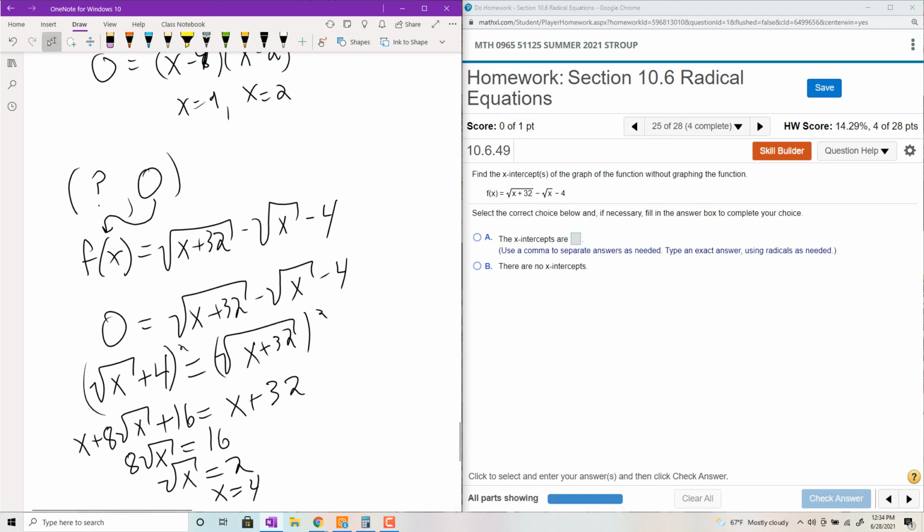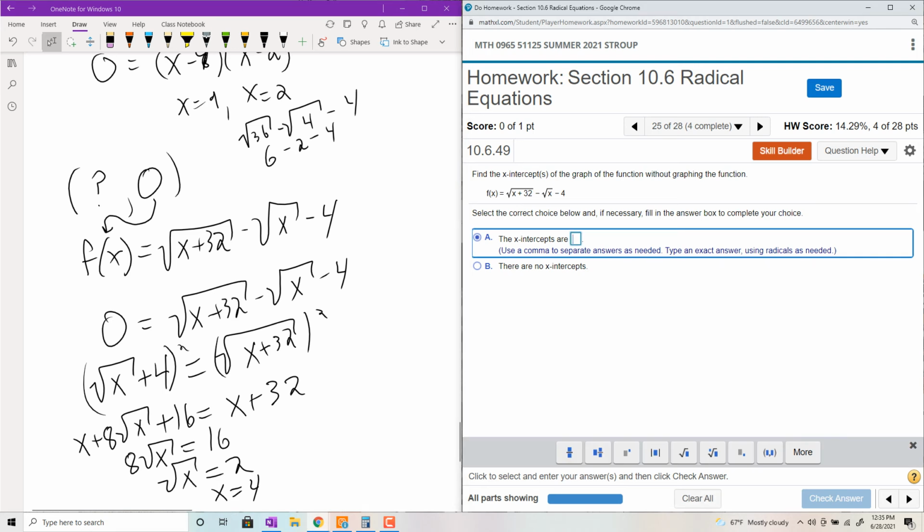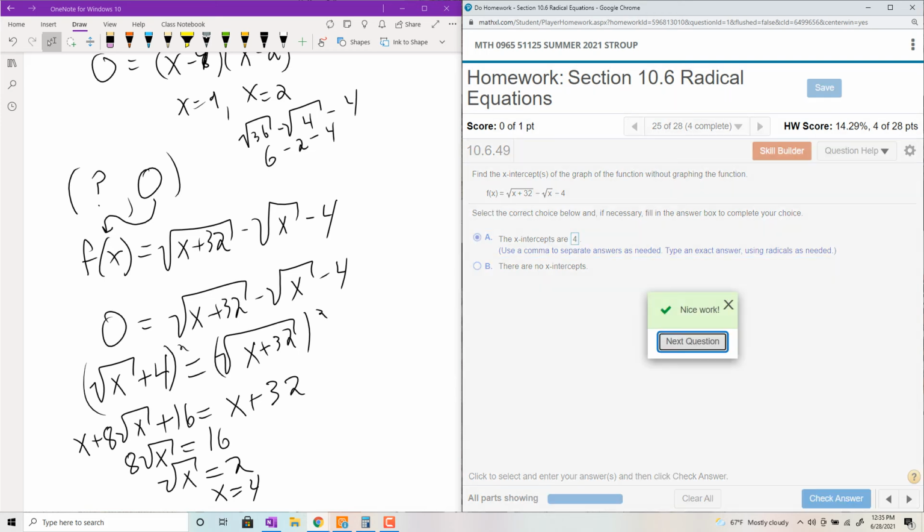You've got to still check it, right? So the square root of 4 plus 32 is 36, minus the square root of 4 minus 4. Okay, so that would be 6 minus 2 minus 4, which of course is 0. So yeah, there is an x-intercept. I think you could just put in 4. I don't know if they want the coordinate though. Yeah, okay.